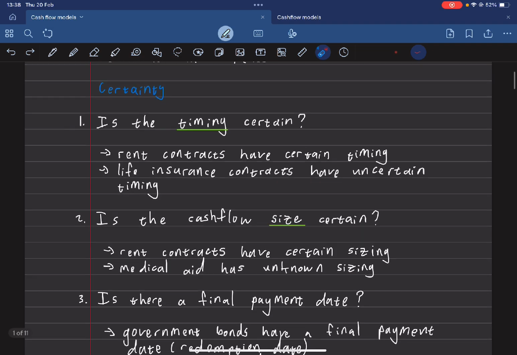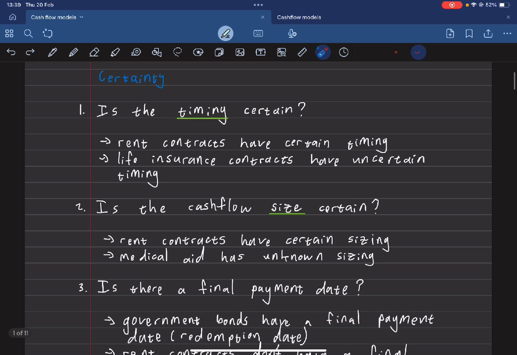There are three things that we need to consider regarding the certainty of a cash flow. Firstly, we need to think about whether or not the timing is certain. For example, rent contracts will have certain timing because we know when we're going to pay rent. Whereas life insurance contracts can have uncertain timing because we don't know exactly when someone's going to die. So we don't know when the insurer is going to have to pay out.